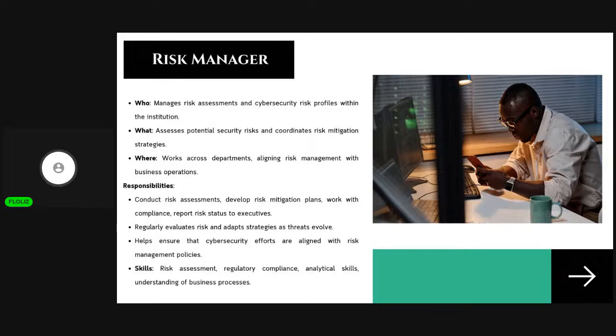So key responsibilities will be conducting risk assessment, developing risk mitigation plans, working with compliance to educate the top management on the risk the organization should envisage in the day-to-day business operation, and ensuring that the cybersecurity effort aligns with risk management processes and procedures. So the risk manager is very, very important.